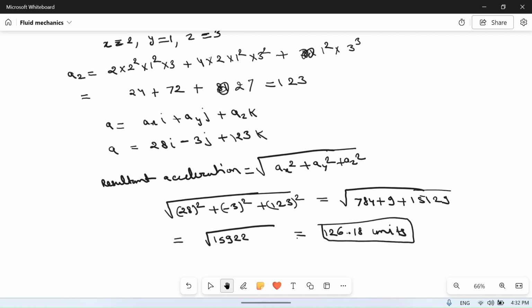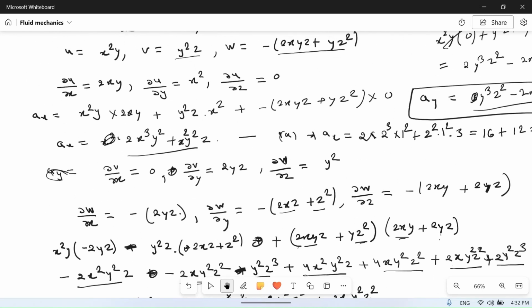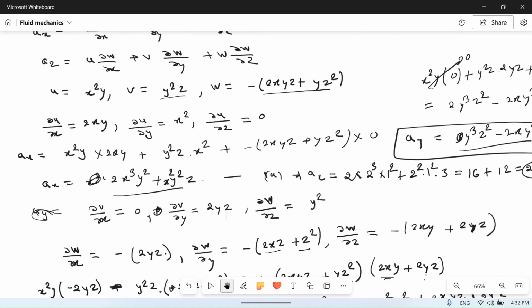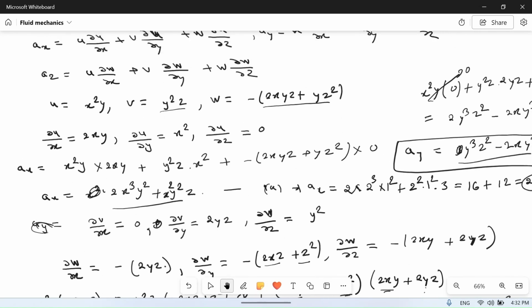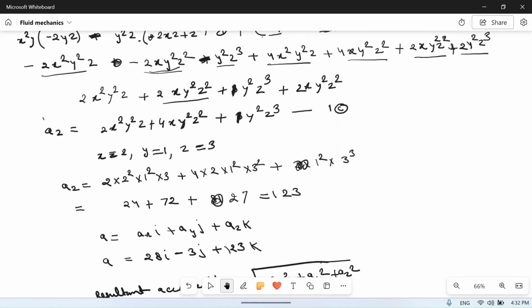So I hope you understood how to prove whether a vector is a fluid flow or not. Like we checked by equation of continuity, and then we know the formula of resultant acceleration, three components of acceleration, ax, ay, and az. And similarly we also know how to calculate resultant velocity and resultant acceleration. I hope you understood this problem.